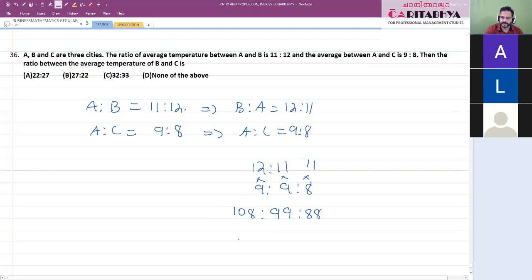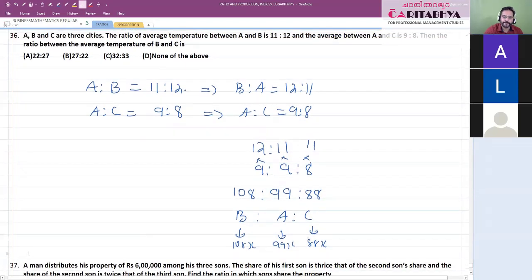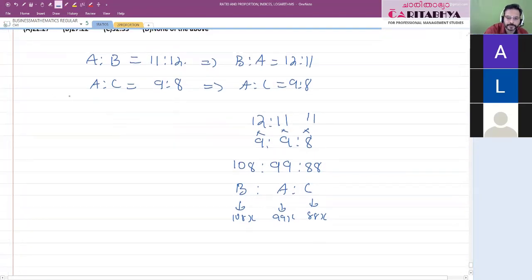So A is to B is to C, B is to A is to C. Question: average temperature between B 108x, A 99x, C 88x. What is the ratio of average temperature between B and C? So B and C on the question. So B is to C, 108x is to 88x. So the x's cancel.